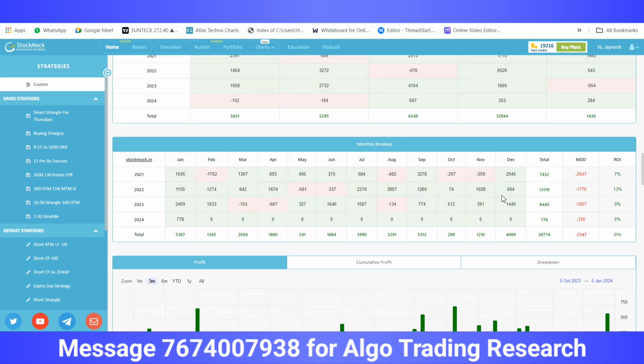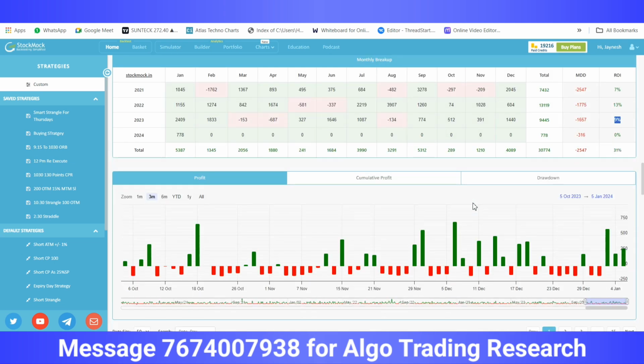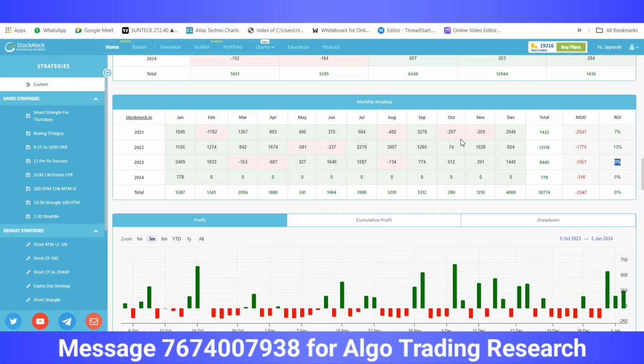राइट। अभी हम देखेंगे कि इसका हिस्टोरिकल ड्रॉडाउन क्या है। नाउ हिस्ट्री में हम देखेंगे कि 2021 में the strategy has given me 7% return. 2022 the strategy has given me 13% return. 2023 the strategy has given me 9% return. So I would call this strategy a very basic strategy.